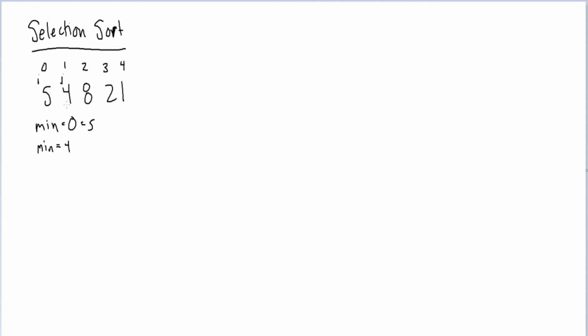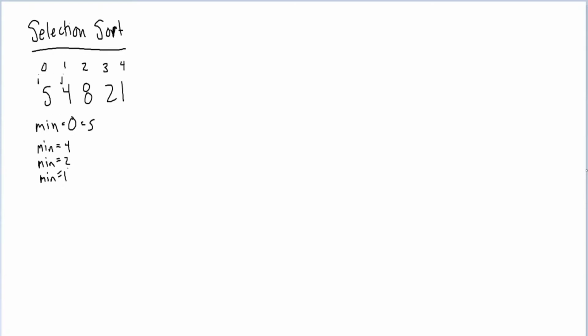Then we take j and we're going to increment it. We're going to say is 8 less than 4? It is not, so we skip it. And then now we're going to say is 2 less than 4? It is, so then min is now equal to 2. And then we're going to say is 1 less than 2? And it is, so that is equal to 1.